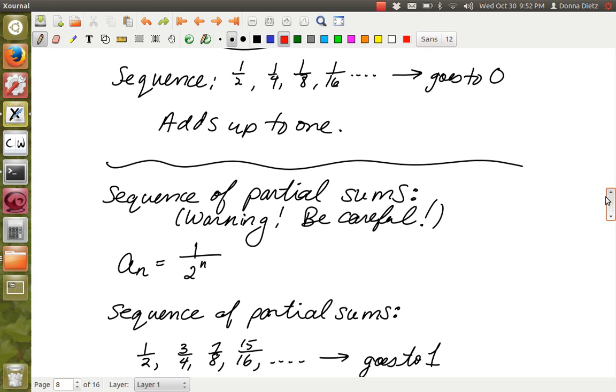The sequence of partial sums is a different thing, and that's where you're adding up a piece. So the first partial sum is just 1/2. The second partial sum is 3/4. You're adding those. The third partial sum is 7/8. So you just keep adding more and more pieces, and that would be the sequence of partial sums.